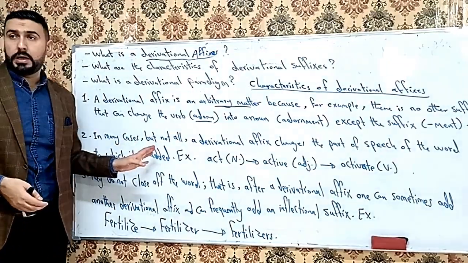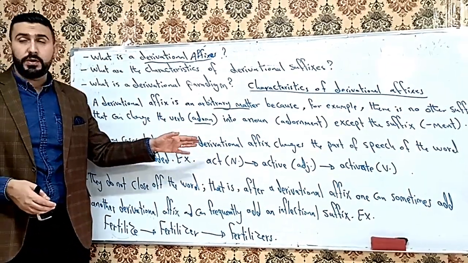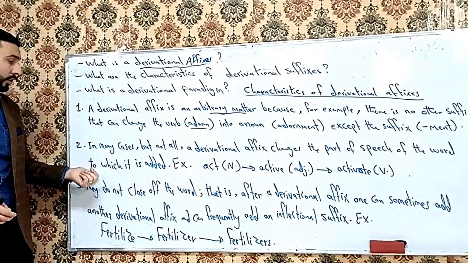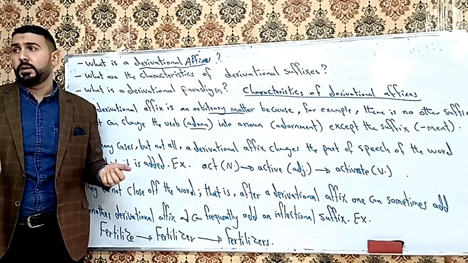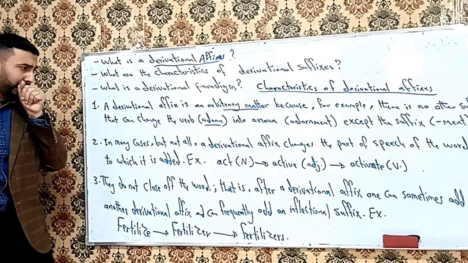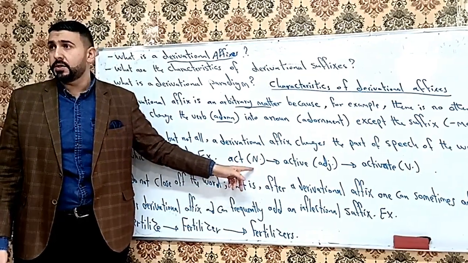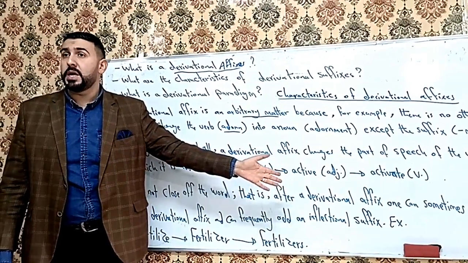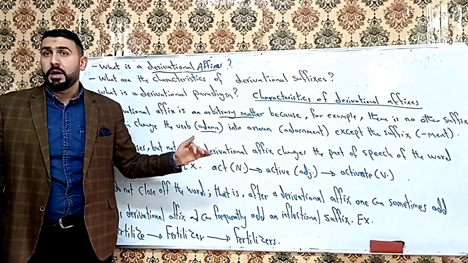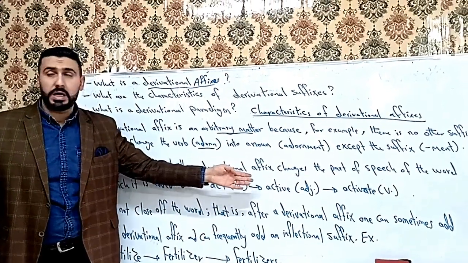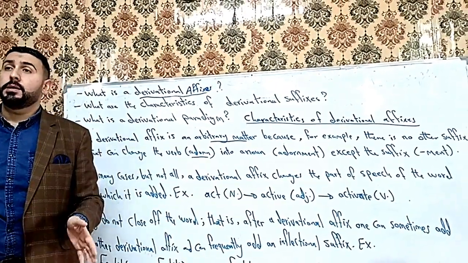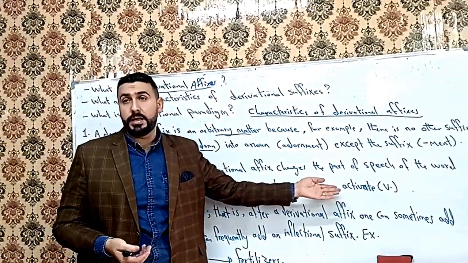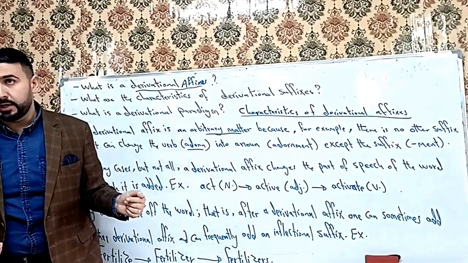In many cases, but not all, a derivational affix changes the part of speech of the word to which it is added، اللي احنا نضيفها إلها. For example, we have act. Act is a noun. So when we add the derivational suffix IVE to act, and we change it into active, it's going to be an adjective. And when we add the ATE to the adjective active, it's going to be activate. Activate is a verb. You see?